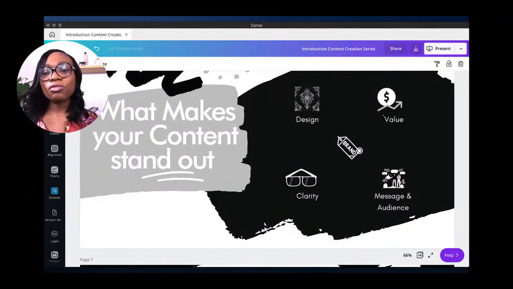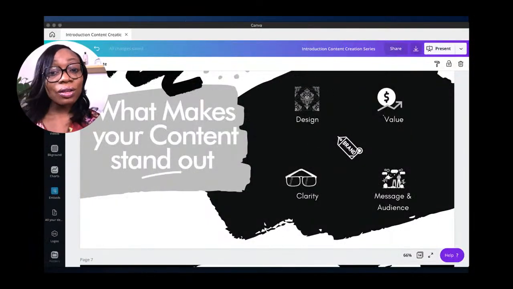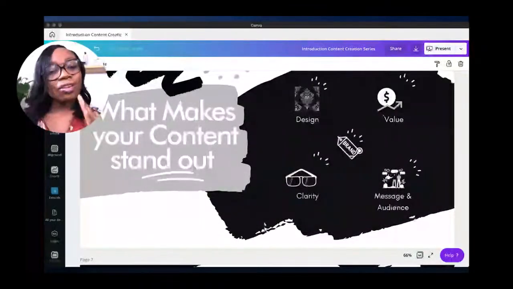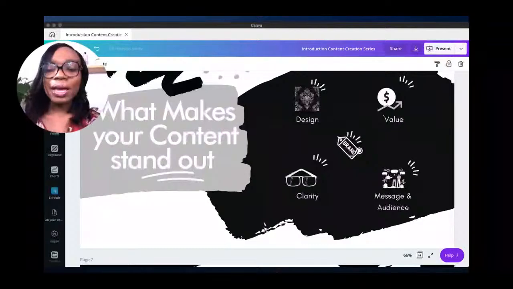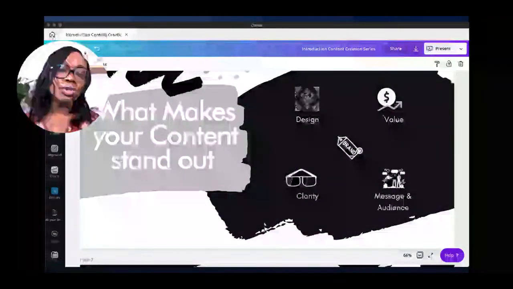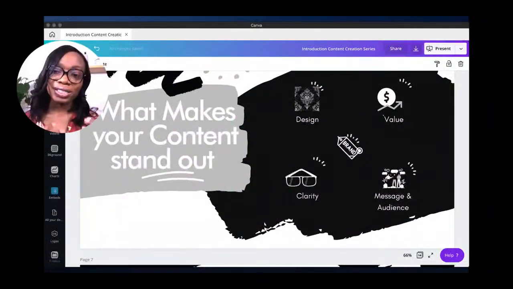You don't need to be a Photoshop expert. Thank goodness for platforms like Canva. That's what I use to design this, and it makes life easier. You can use PowerPoint, you can use Canva, you can use anything. Whatever you're using, just ensure that you are consistent with your brand design.